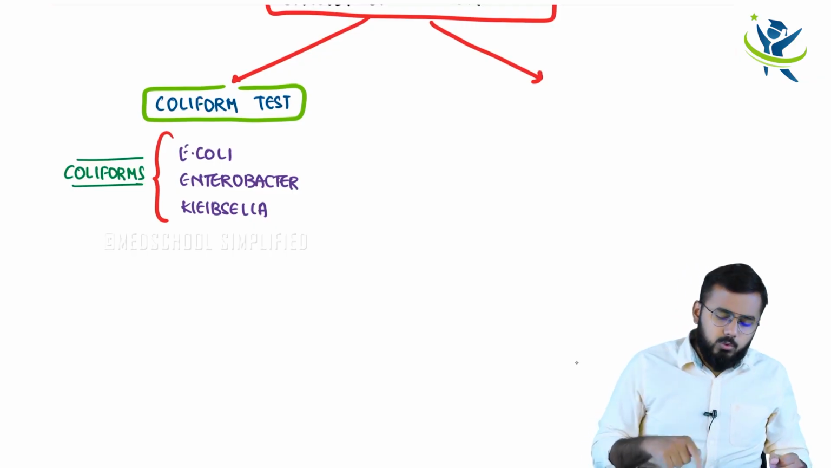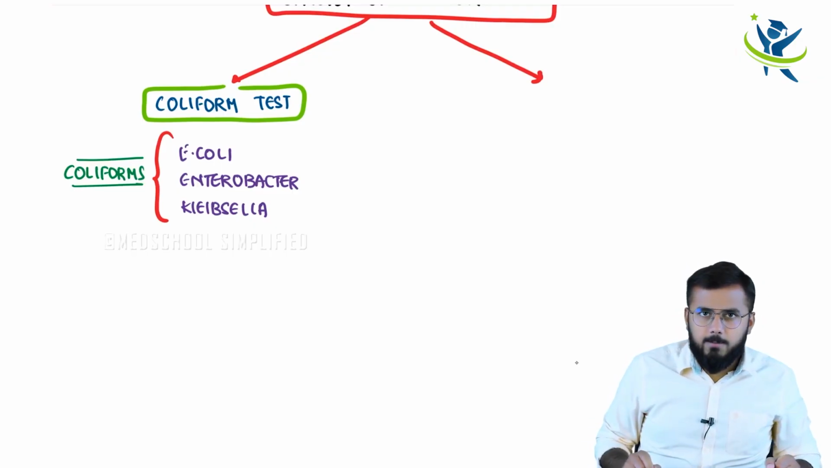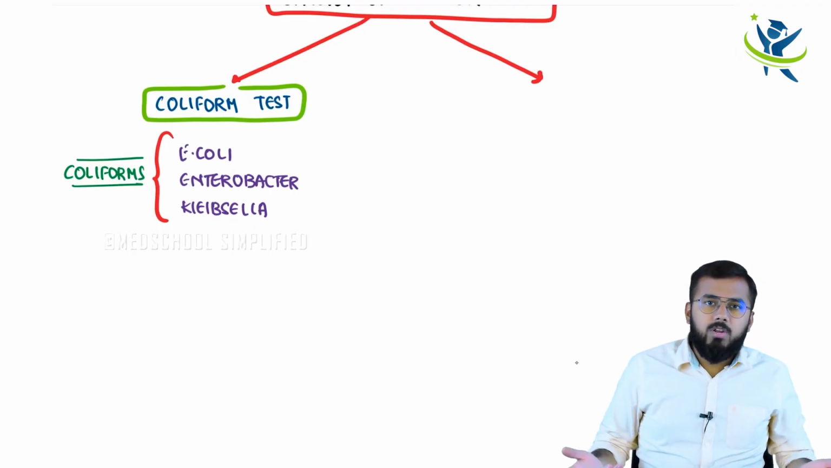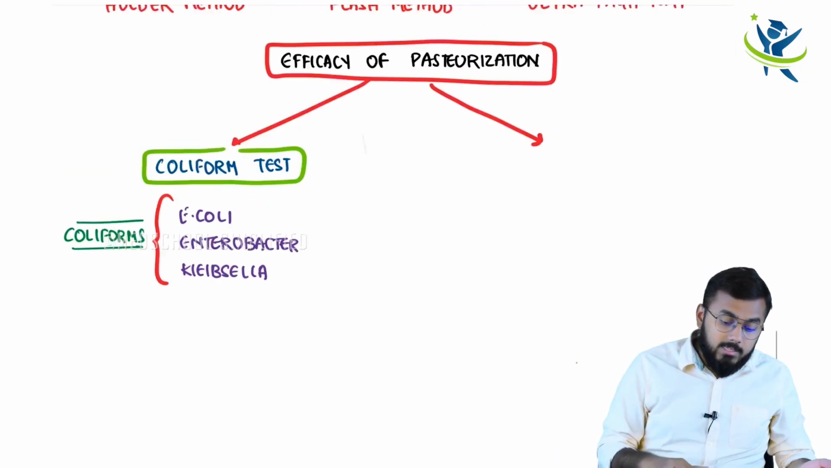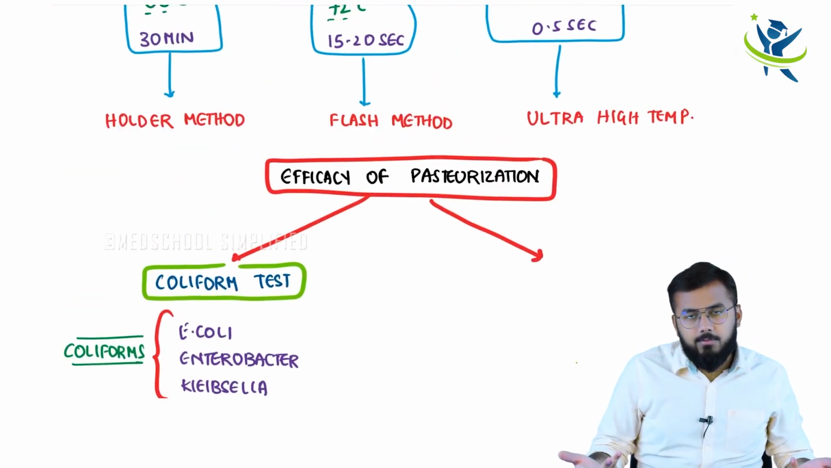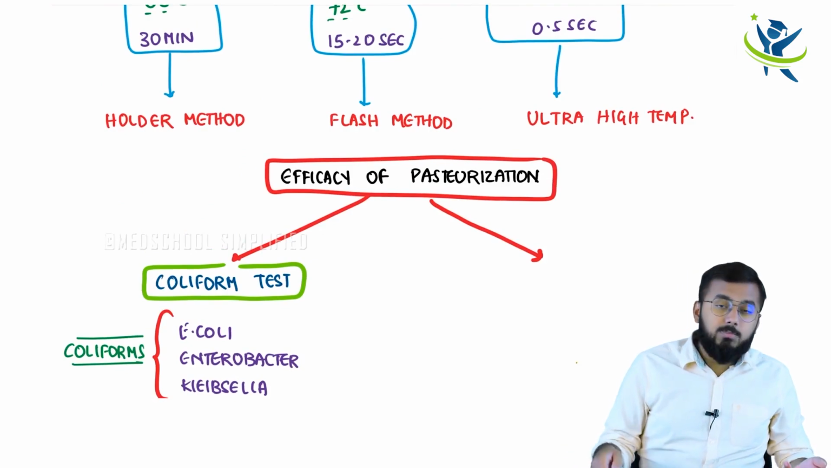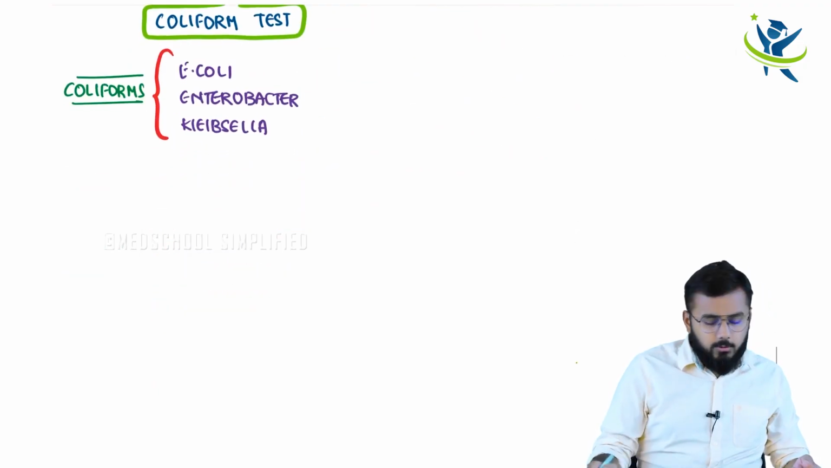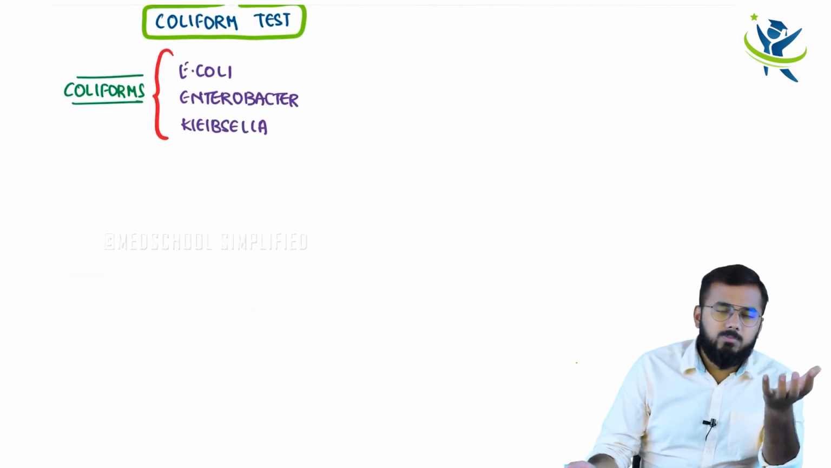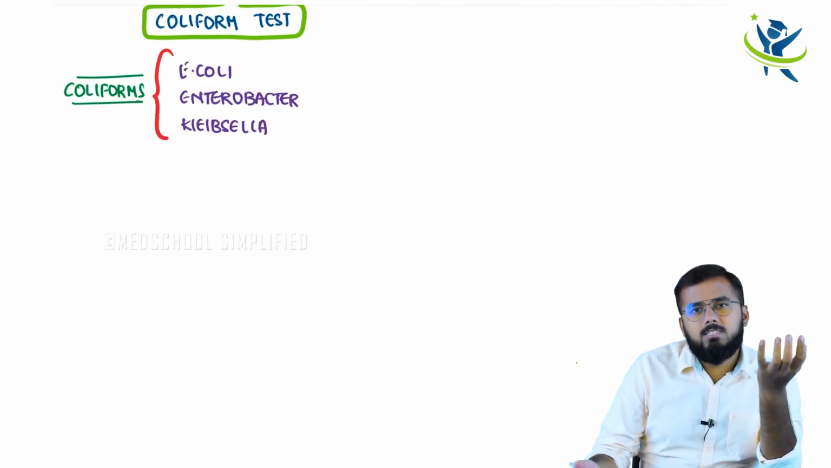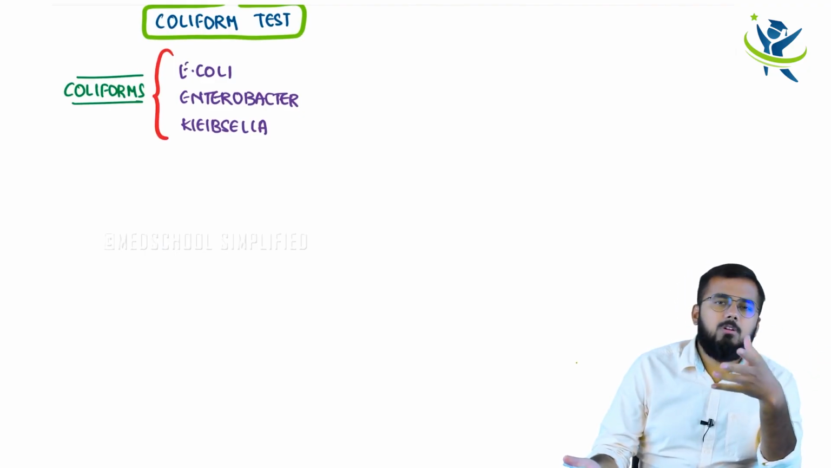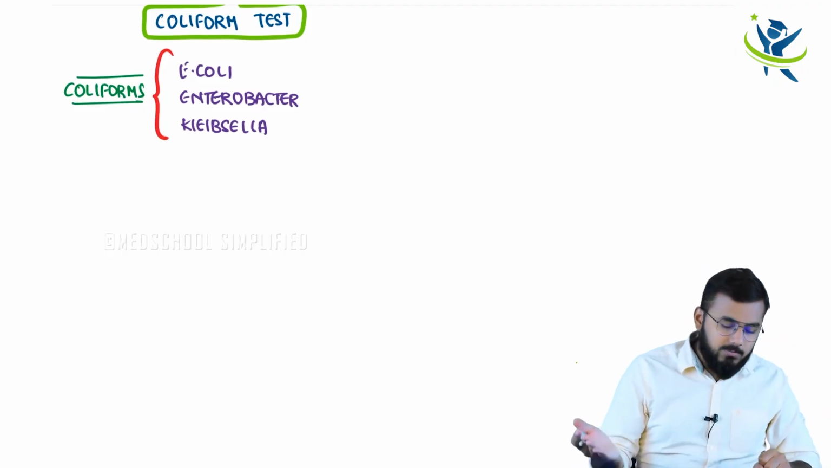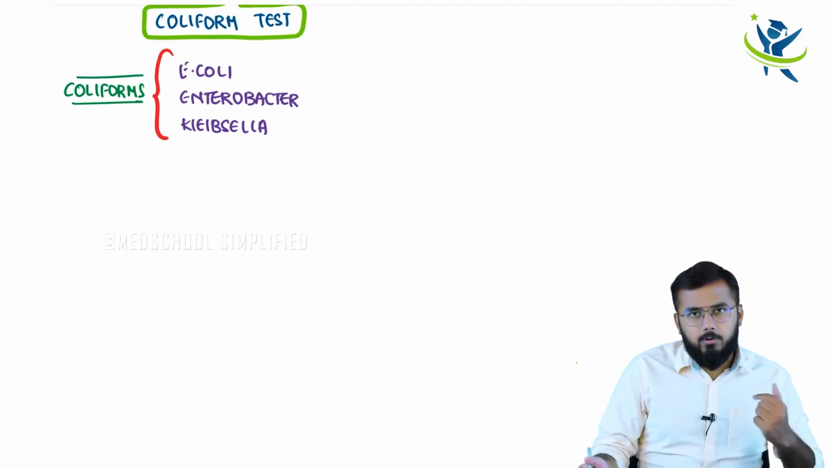Now if I use one of these three methods and try to kill all of them, it means I have proven what? I have proven that these methods of pasteurization are effective, isn't it? These methods of pasteurization are working. So I have to prove now, I have to kill them. So now what I do is I will take a milk. In this milk all these coliforms are there. Now I start heating either by holder method, flash method or ultra high temperature method. Now after heating it, I am telling you that all these bacteria are dead. Now I have to prove it.